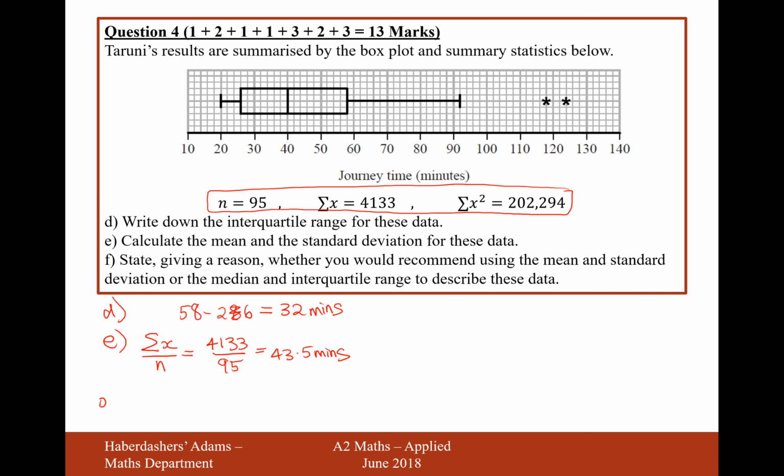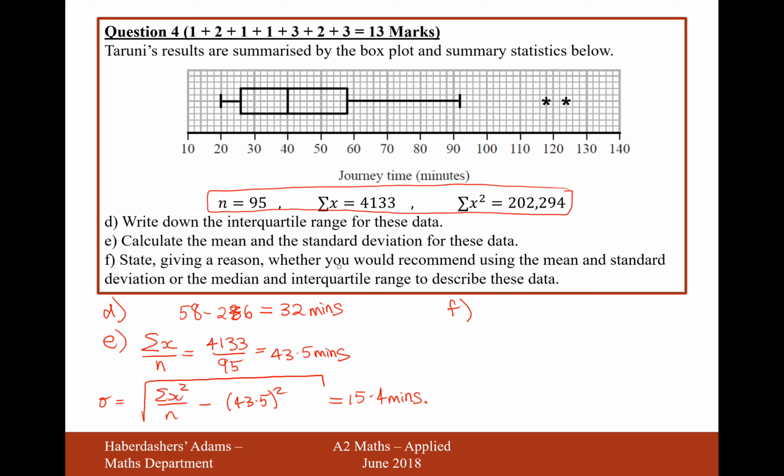And the standard deviation is the square root of the sum of x squared over n, minus 43.5 squared. If we do all of that on the calculator, that's going to give us 15.4 minutes. Good, okay, moving on to part F now.